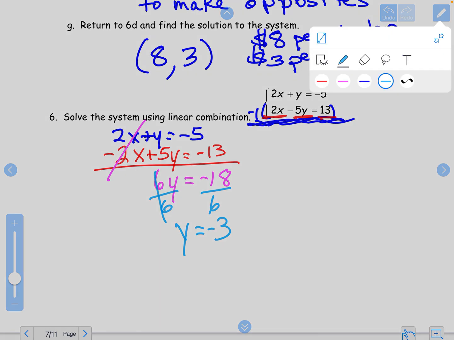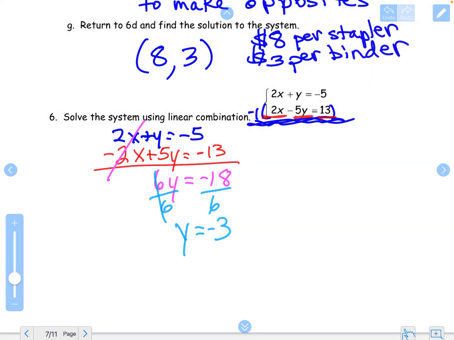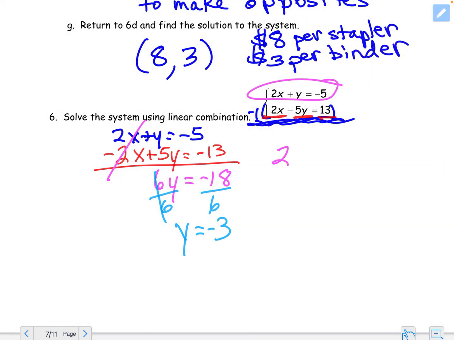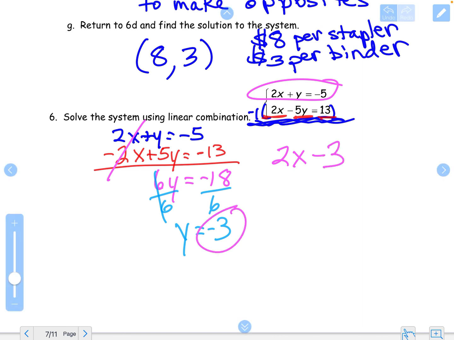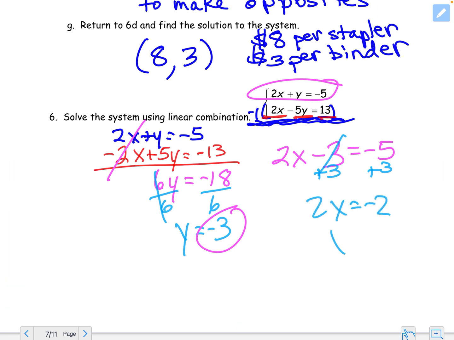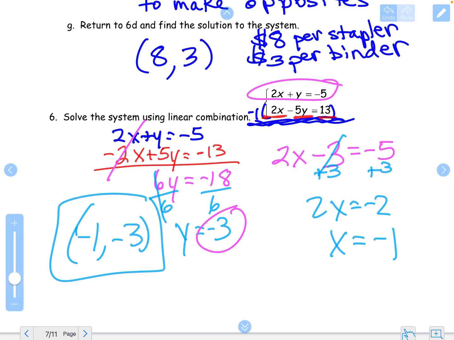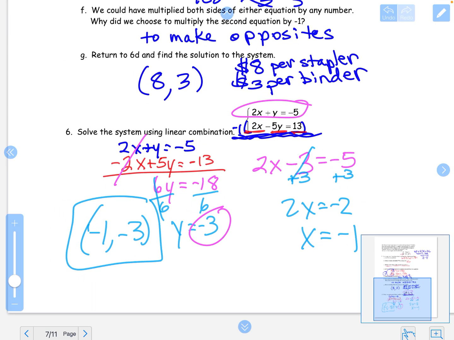Now, all I have to do here is go back to one of the originals. I'm going to pick this one, 2x plus y. Instead of y, I'm going to put -3 because y is -3, equals -5. Now, I'm going to add the 3, divide by 2. X is -1. So what is the solution? -1, -3. So that process is called elimination.